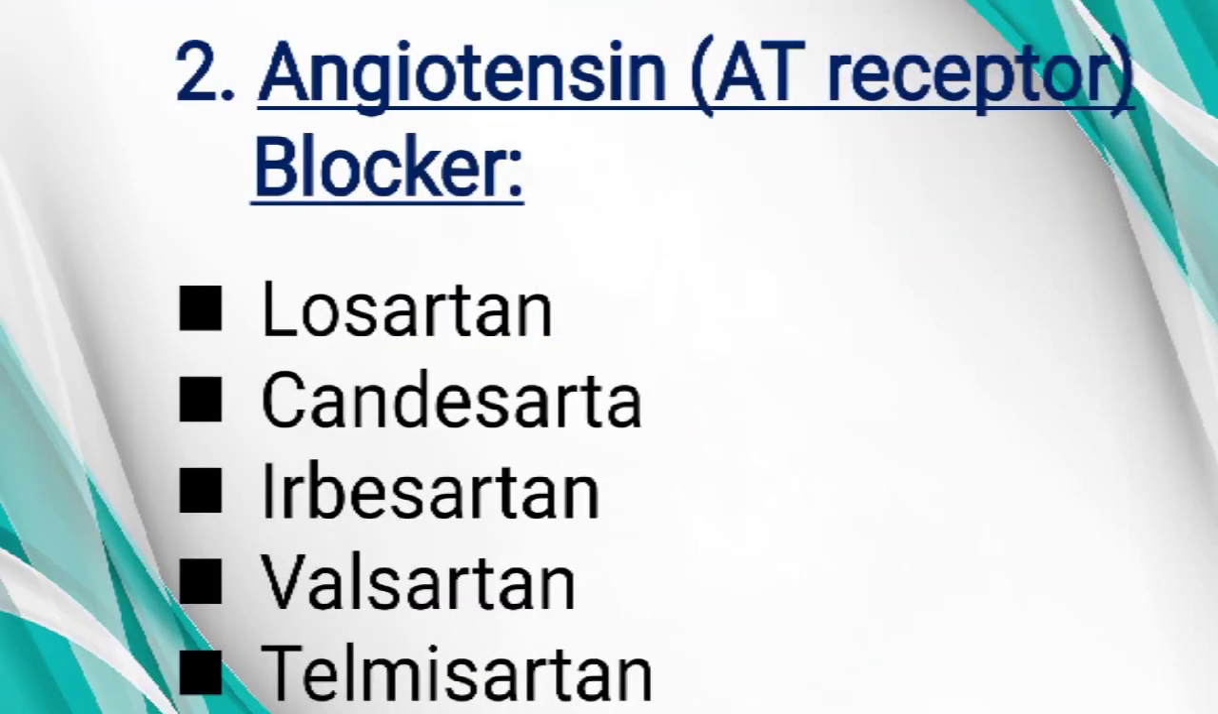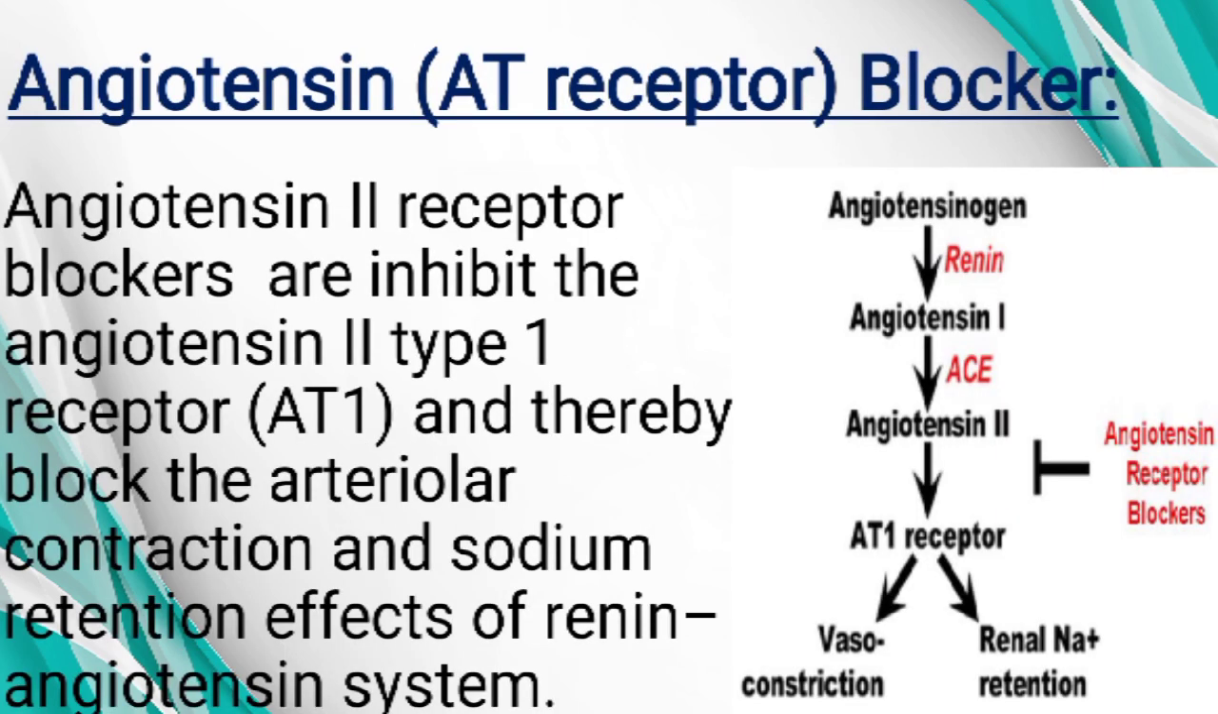Then the second classification is angiotensin AT receptor blocker. For example, losartan, candesartan, irbesartan, valsartan, telmisartan. The last suffix used is sartan. Now, what is the mechanism of the AT receptor blocker? Angiotensin II receptor blockers inhibit the angiotensin II type 1 receptor, AT1, and thereby block the arteriolar contraction and sodium retention effects of the renin angiotensin system.